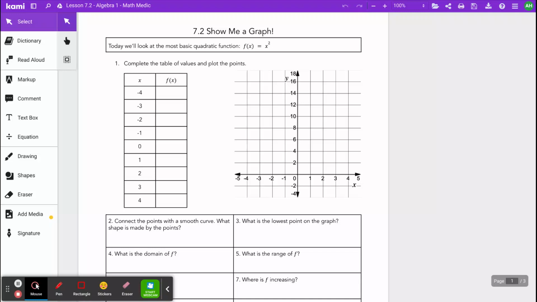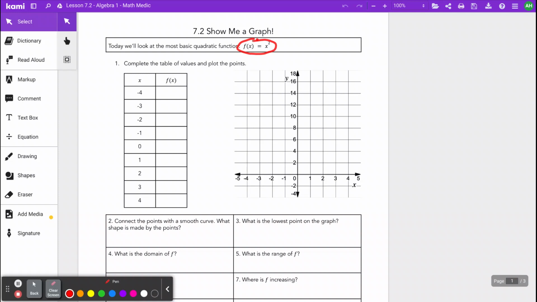Hostler here. I'm going to give you notes on the 7.2 lesson. In the 7.1 lesson, we introduced the idea of a quadratic function, a function that is x squared. The second difference is constant, where I'm multiplying two linear functions together. Today we're going to talk about the graph of that function, x squared.